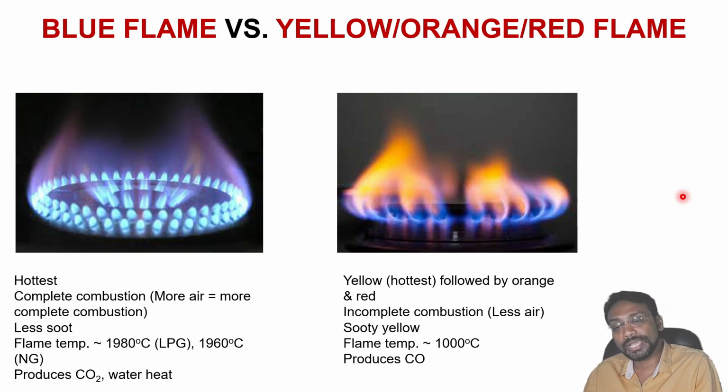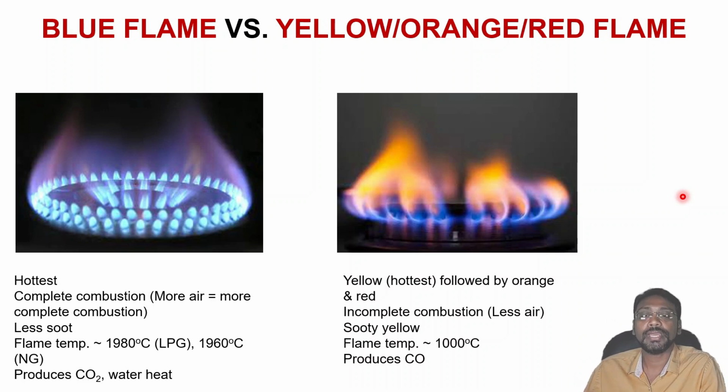Now we can see two types of flames. One is the hottest, where complete combustion is happening. That is a bluish flame. And here it is not complete combustion, incomplete combustion, less air. So we can have two types of combustion reaction, premixed flame and diffusion flame. In a premixed flame the oxygen is already mixed and there will be complete combustion. In a diffusion flame there will not be enough oxygen, so it may not be a complete combustion. Complete combustion produces CO2 whereas incomplete combustion produces CO.